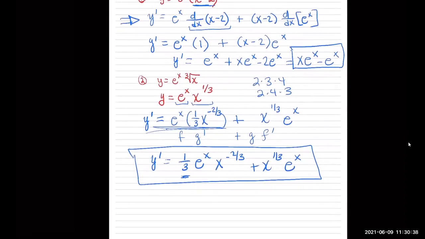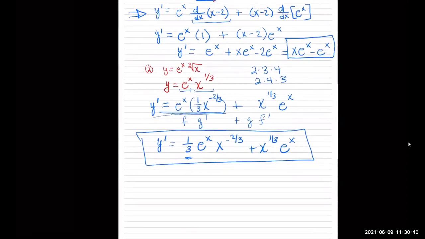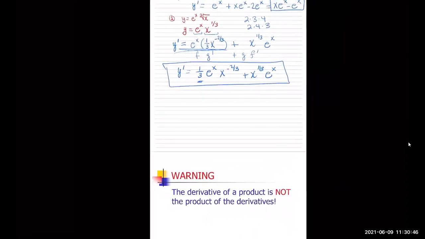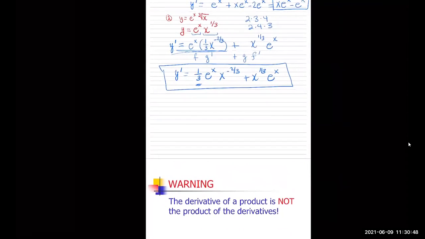The next thing we're going to say is just a caution. I'm trying to make this small so you can see this example we just did at the same time. The derivative of a product is not the product of the derivatives. When I take the derivative of this function up above, I can't just say it's the derivative of e to the x times the derivative of x to the 1/3. That would not give me the correct answer. That works for limits, but it does not work for derivatives.